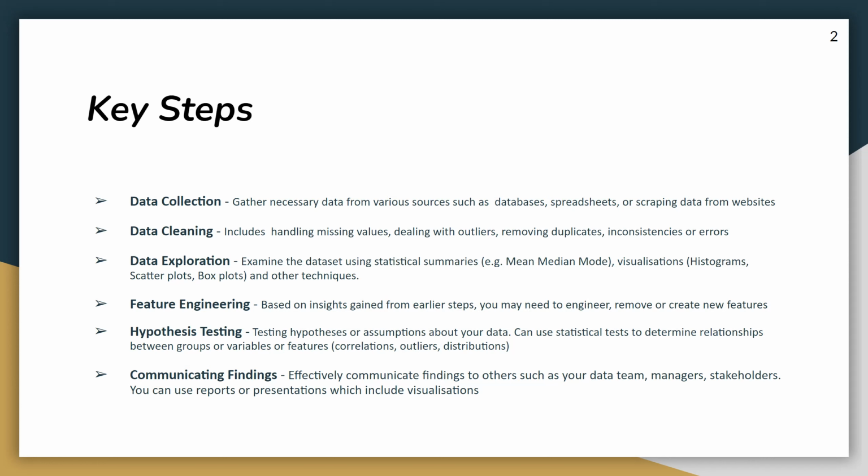And then we have hypothesis testing. Testing hypotheses or assumptions about your data. You can use statistical tests to determine relationships between groups or variables or features, so correlations, outliers, and distributions. And then finally, communicating your findings.